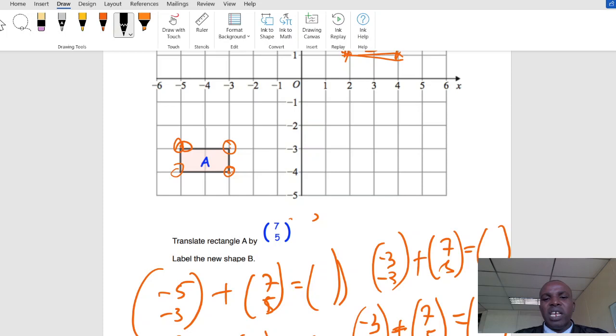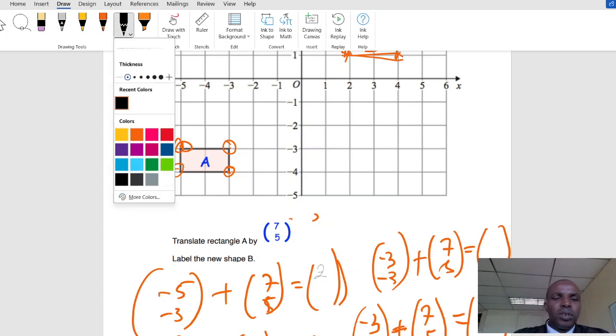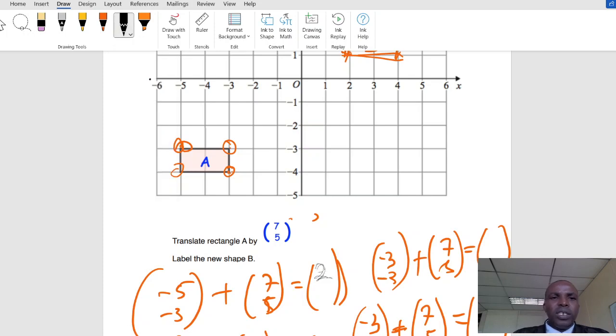Let's start with the first one. Minus 5 plus 7, you get 2. Right, you get 2 here. Then next one, minus 3 plus 5. Minus 3 plus 5 is 2 also. Like this.